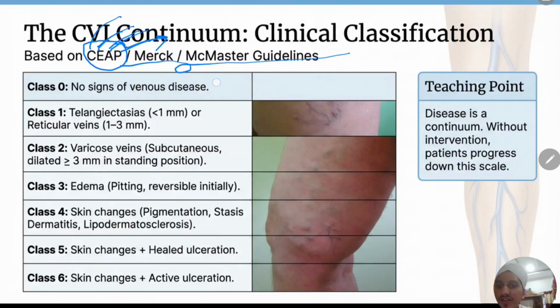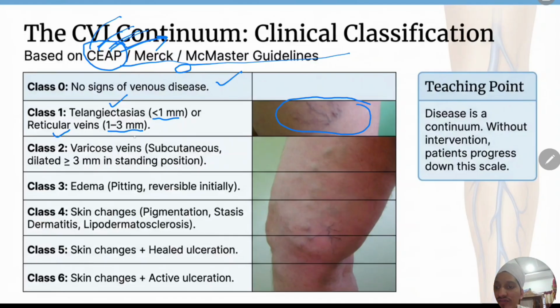Class 0 is no signs of venous disease. Class 1 is telangiectasia, meaning veins which are visible but less than 1 mm in diameter, or reticular veins, where the diameter is 1 to 3 mm. So the name differs based upon diameter. You can see here a patient with telangiectasia or reticular veins. Remember, having just telangiectasia or reticular veins does not mean that the patient has chronic venous insufficiency. It is the initial stage.